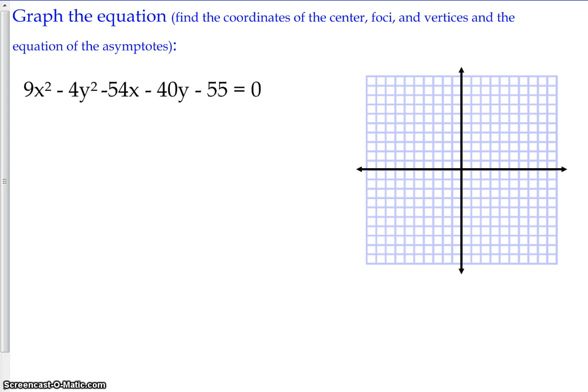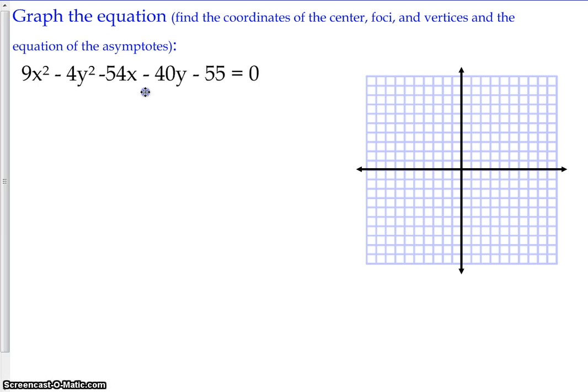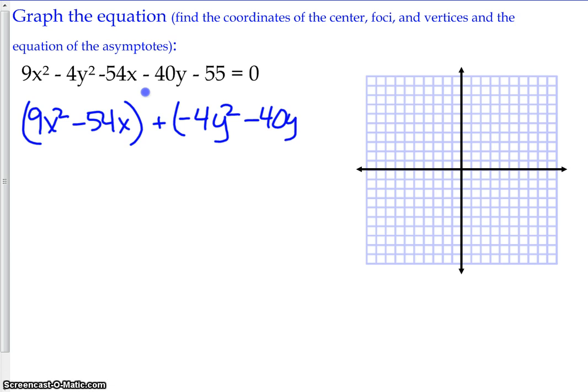Now we're going to go through the steps to put it into standard form and then those lovely steps to figure everything out. So let's start with putting this in standard form. It's very, very similar to the steps we took to put an ellipse in standard form. In fact, it's identical. We're going to start with 9x squared minus 54x. We're going to group our x's together and our y's together. Now, one of them is going to be negative in a hyperbola. And I'm going to put my 55 on the right side.